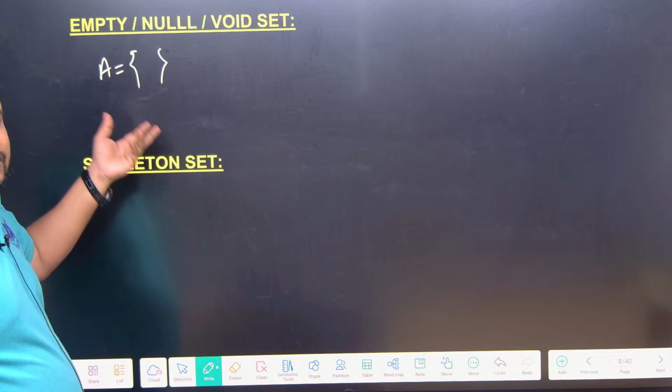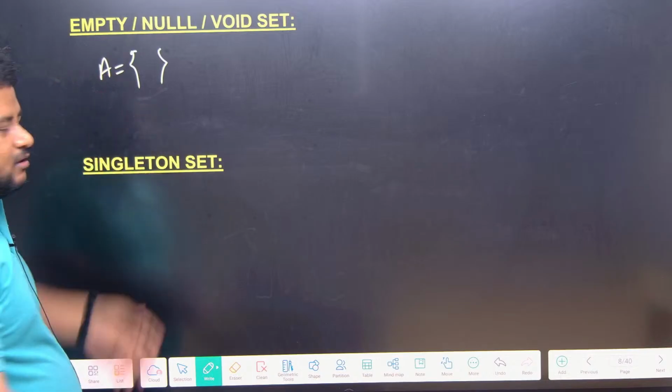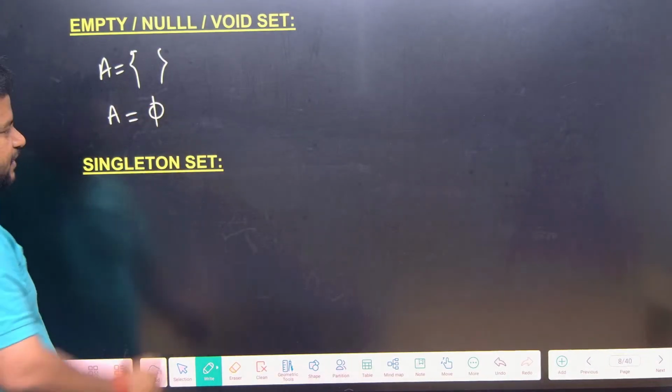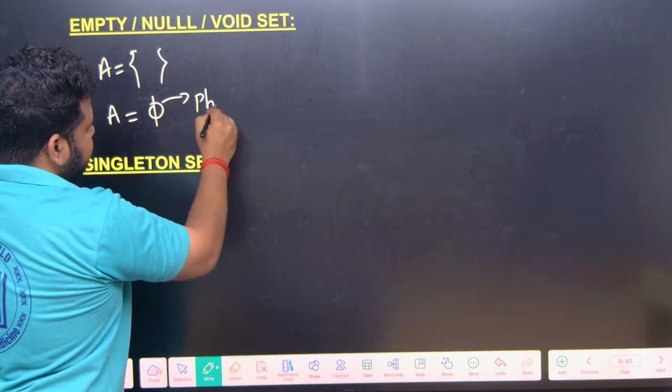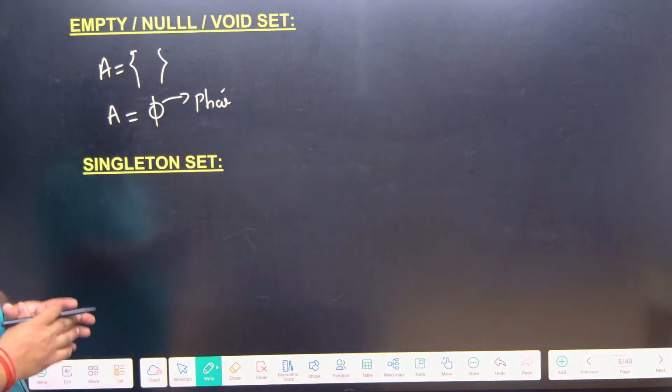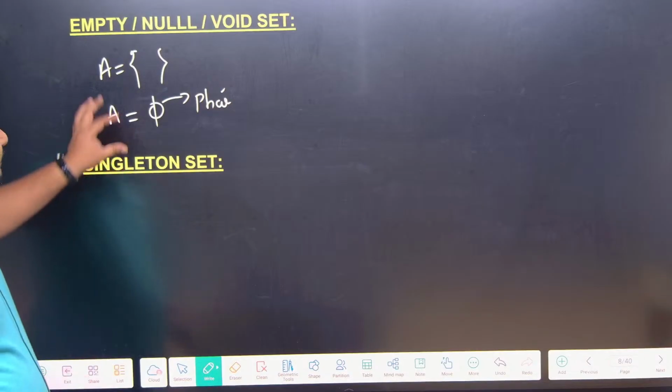We call it a null set. So we will write A is equal to phi. Here, this is nothing but phi. This phi represents the null set. How do you indicate a null set, empty set, or void set? We represent it as phi.